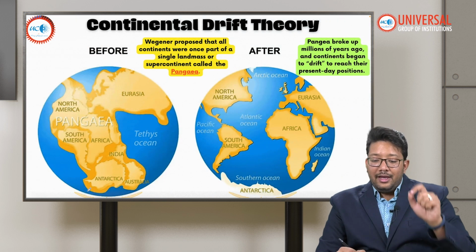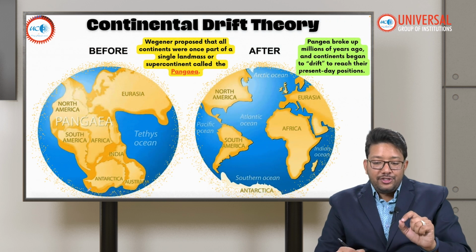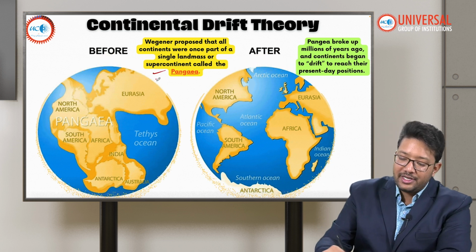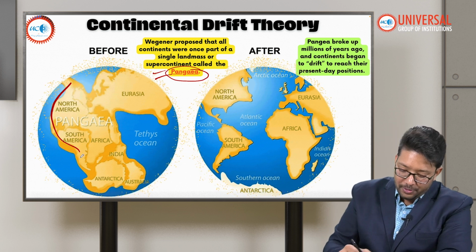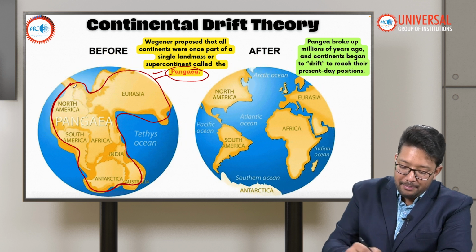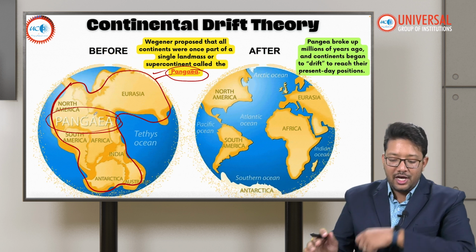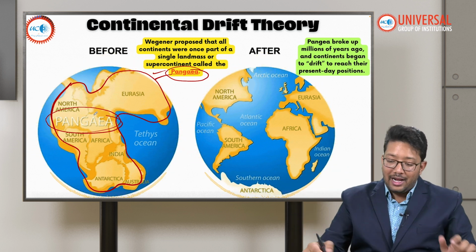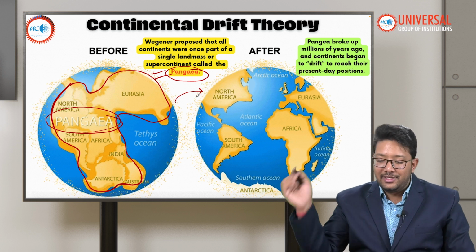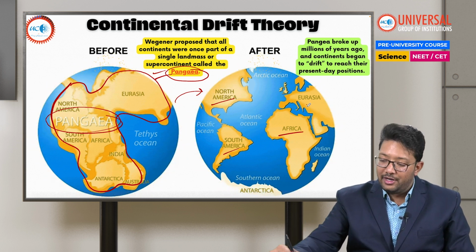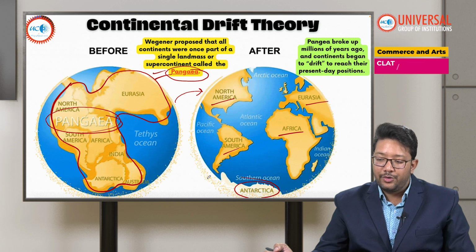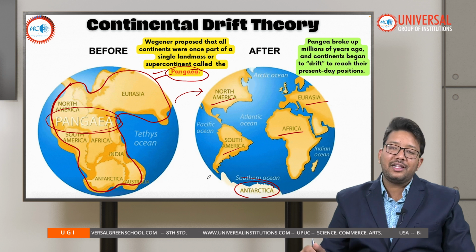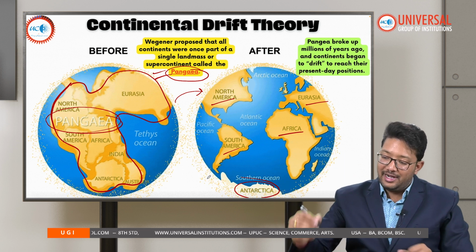According to Wegener, he proposed the theory that continents were once part of one single landmass or supercontinent called Pangea. Can you see this supercontinent? This supercontinent is called Pangea. Eurasia, North America, South America, Africa, India, Antarctica, Australia, all were one, and after that it got separated, as we see today. According to Wegener, Pangea broke up millions of years ago and continents began to drift and reach their present day positions.